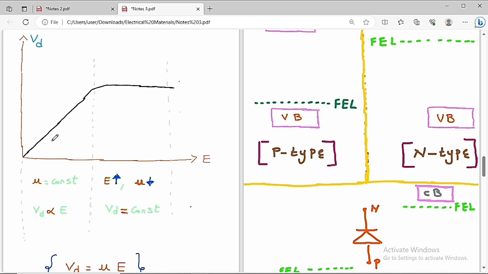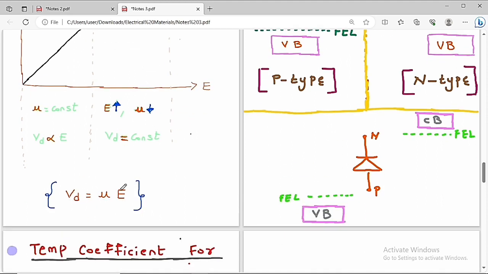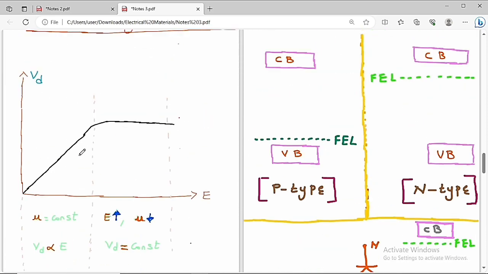Okay. Here, because of the linear region, mu is constant, so therefore Vd is directly proportional to E. Whereas here, when you try to increase the value of electric field, Vd is constant, and as E is increasing, definitely mu should decrease. Then only the product is equal to constant. Therefore, in this region, the mobility is decreasing. So finally, I can say, after a certain range of electric field, if you try to increase the value of electric field, the drift velocity of the electron will increase. But after that, it will remain constant because of the saturation effect.